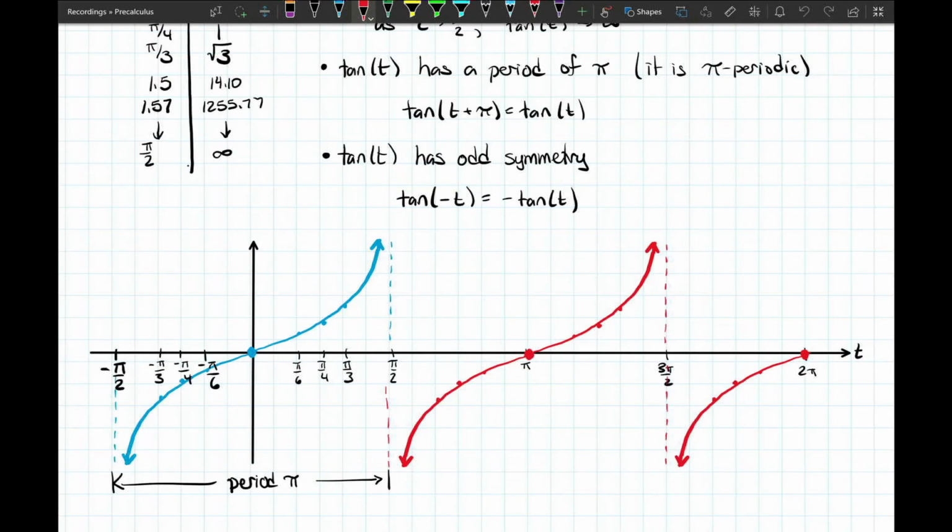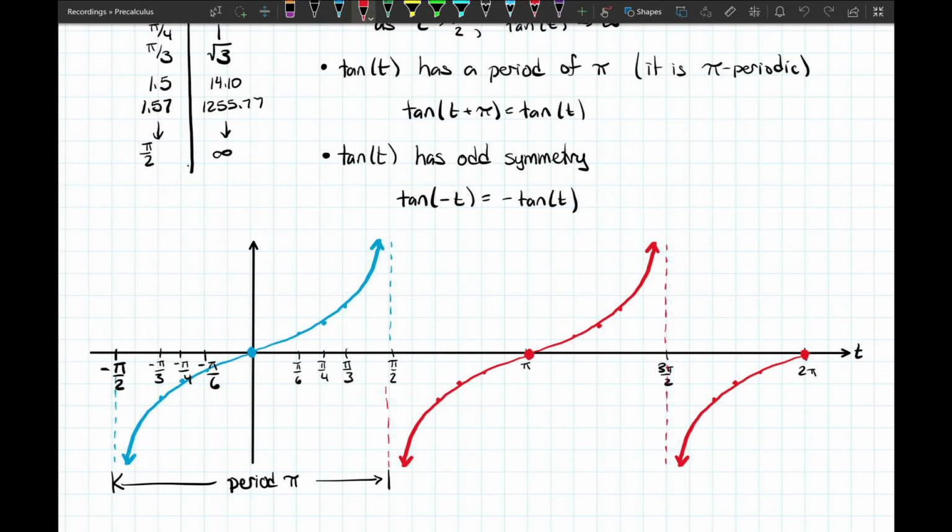So unlike sine and cosine, the domain is not all real numbers. However, taking a look at the range, since we have these vertical asymptotes, we can see that this graph has a range of negative infinity to positive infinity. So it actually has a range of all real numbers instead of just being limited to -1 to +1.